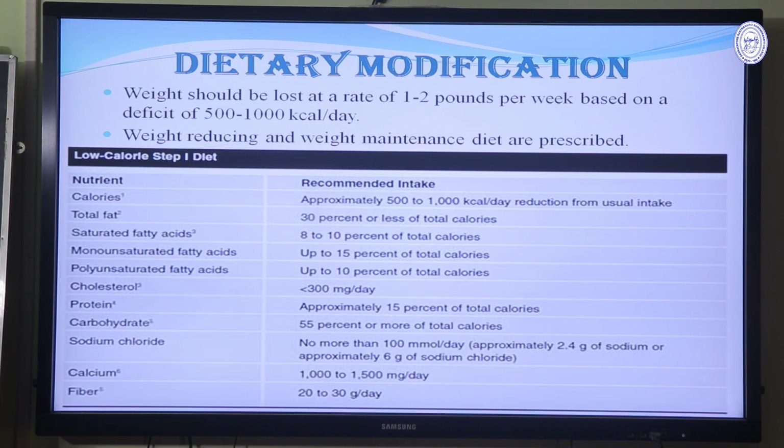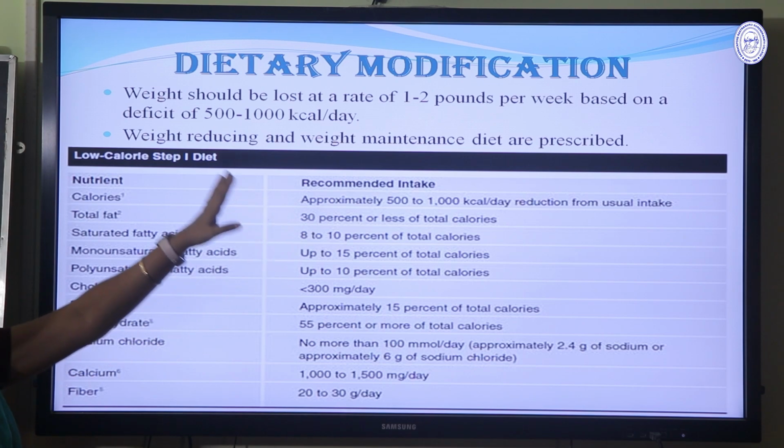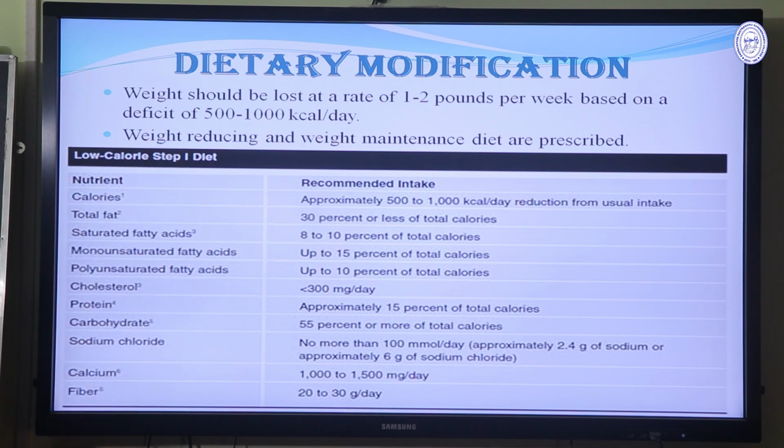So, this is a chart indicating the dietary modification. Actually, dietary modification is one of the key factors that can prevent or even partly cure obesity. Weight should be lost at a rate of 1 to 2 pounds per week based on a deficit of 500 to 1000 kilocalories per day.